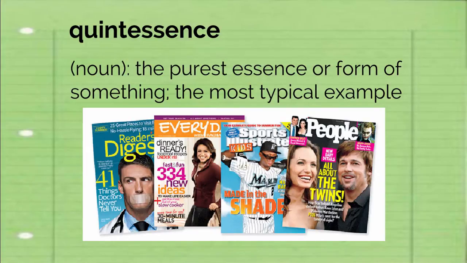The next noun is quintessence, which means the purest example or form of something, the most typical example. This is an easy word to remember because it has essence in the word and it basically means essence. The noun is used less frequently than the adjective, which is quintessential.